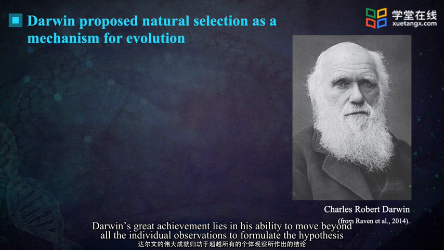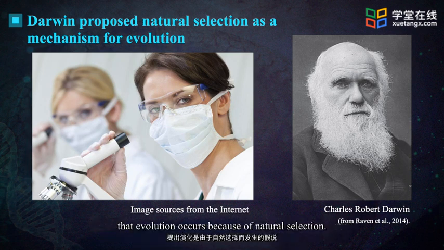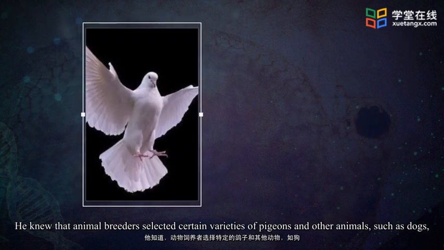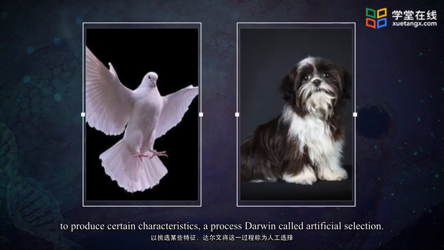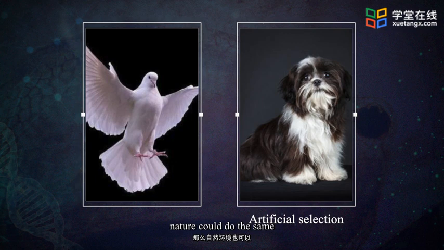Darwin's great achievement lies in his ability to move beyond all the individual observations to formulate the hypothesis that evolution occurs because of natural selection. He knew that animal breeders selected certain varieties of pigeons and other animals, such as dogs, to produce certain characteristics, a process Darwin called artificial selection. Surely, if pigeon breeders could foster variation by artificial selection, nature could do the same. A process Darwin called natural selection.